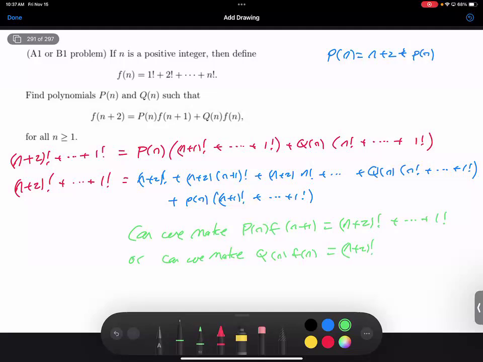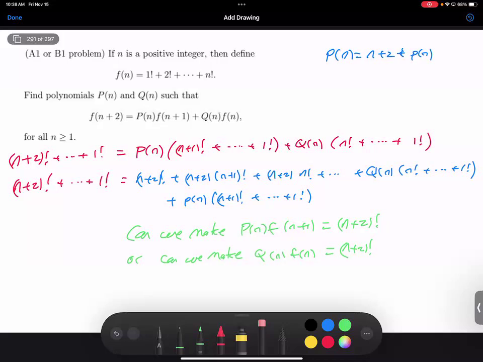So I mean, wait a minute, I think I wrote the wrong thing. If we want P_n F_{n+1} to be (n+2) factorial, I think, plus (n+1) factorial, and then you could just take q of n to be 1. And then the other one is, if we can make q_n F_n equal (n+2) factorial, then we would be done. So do we think we could make q_n F_n equal to (n+2) factorial?